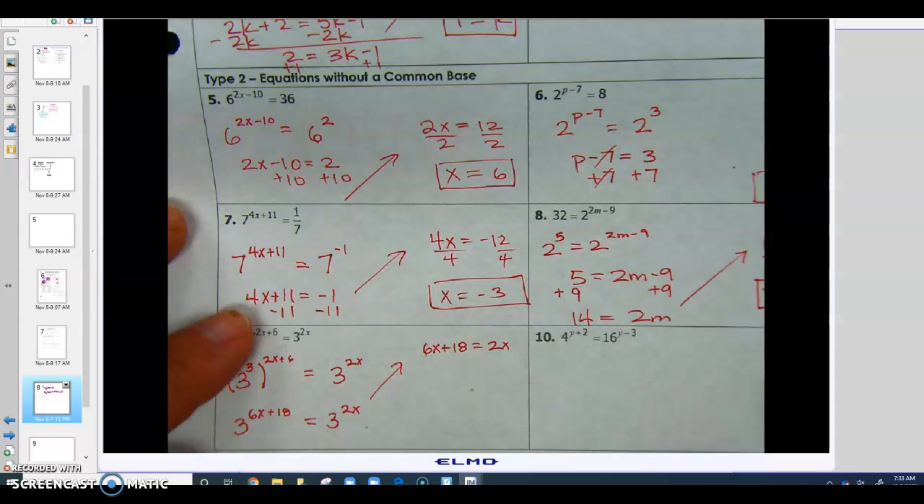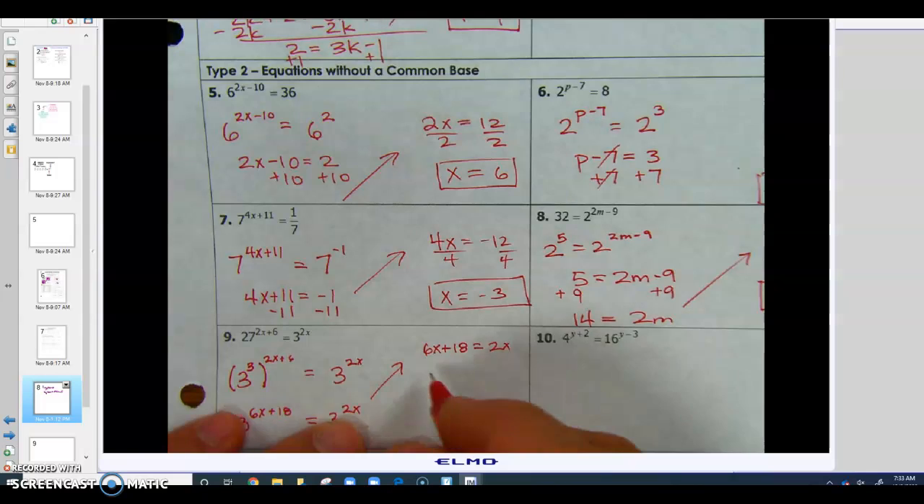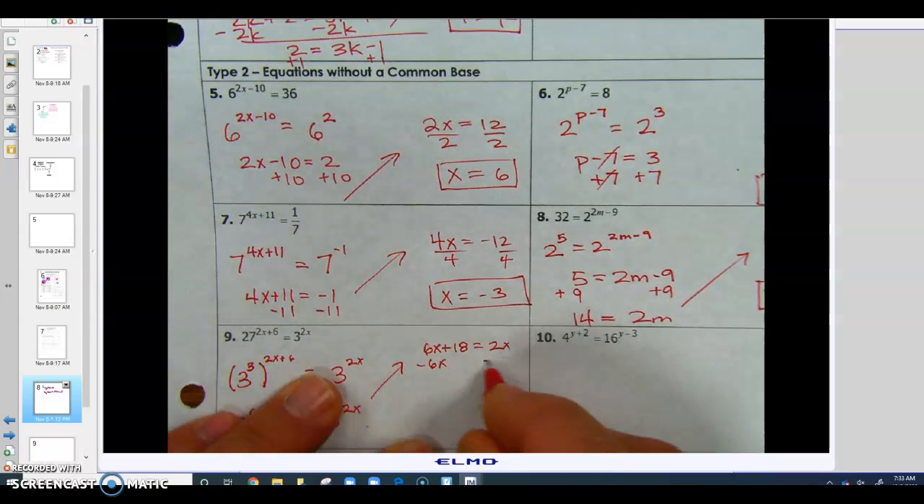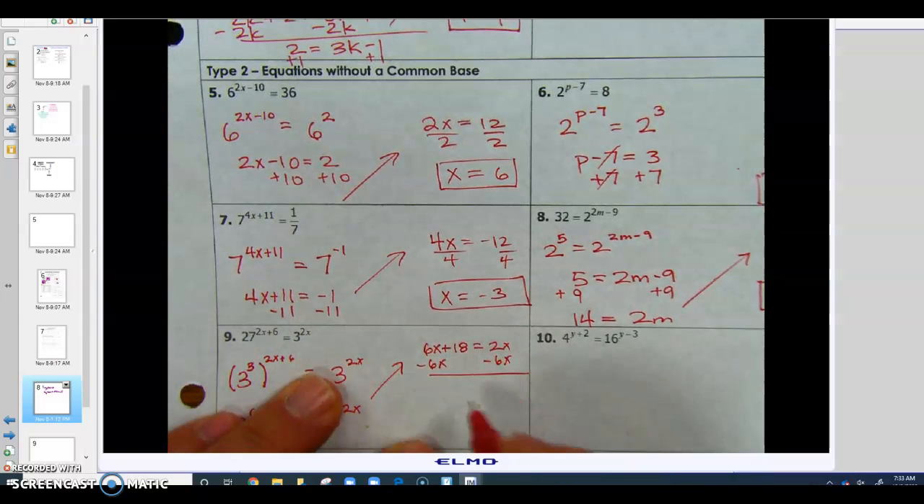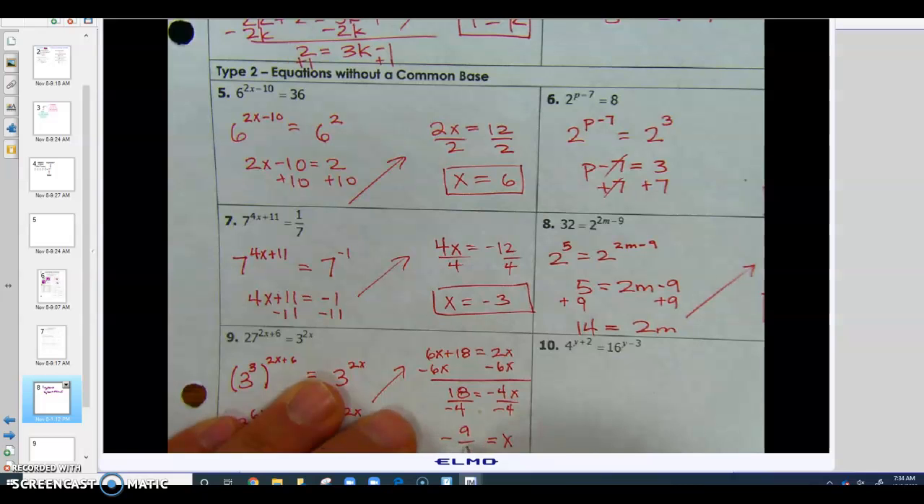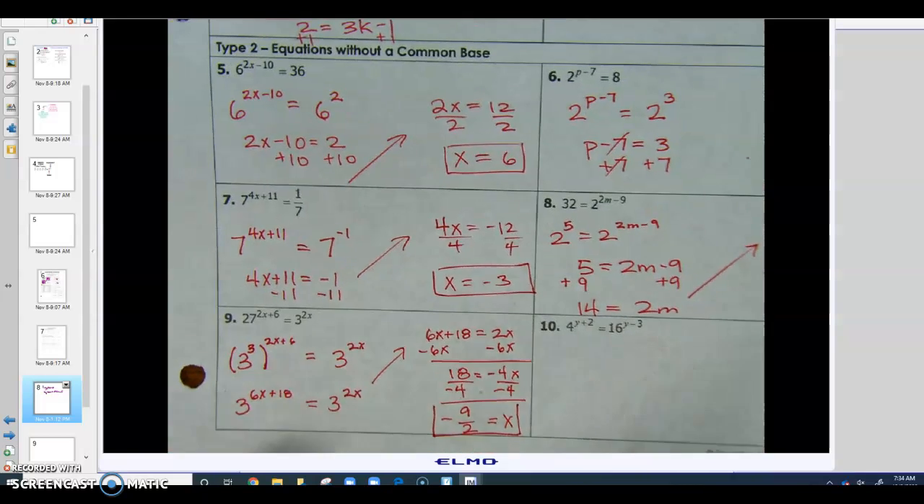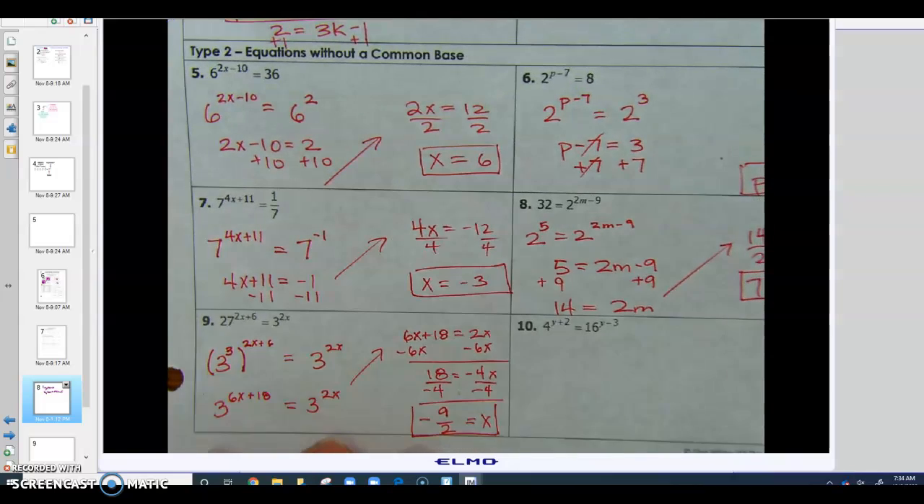I know that's silly and corny, but I'm just doing it because I like to be silly and corny. You could subtract 2x from both sides and subtract 18 from both sides. That's extra work. I'm just going to subtract 6x from both sides to get the x's on the same side. 18 equals negative 4x. Divide both sides by negative 4. X equals negative 9 over 2. Or negative 4.5 if you prefer a decimal. As long as you don't have to round it off, I'm fine with that.